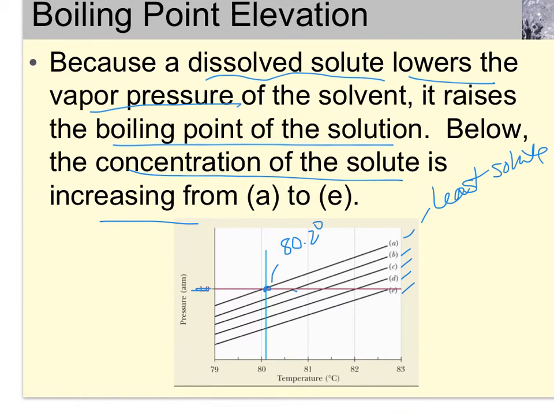And the boiling point of solution B is perhaps 80.7 degrees. And the boiling point of solution C is perhaps 81.5 degrees. Okay, so you get the gist anyway, hopefully. So as you add more and more solute, the boiling point increases. So what do we know so far? Vapor pressure goes down, boiling point goes up.